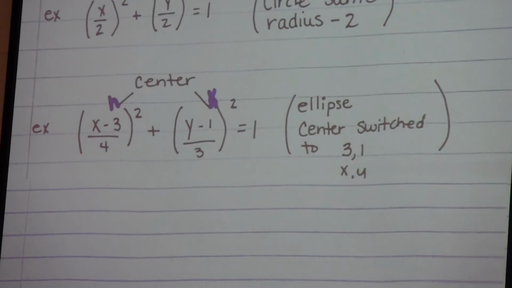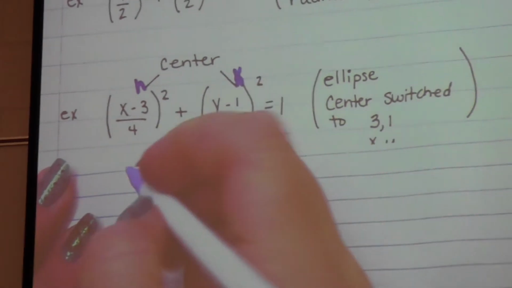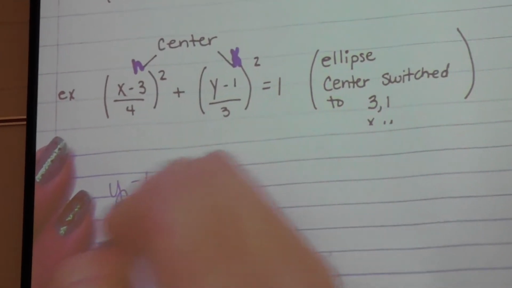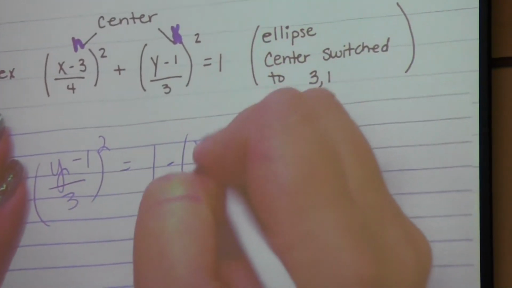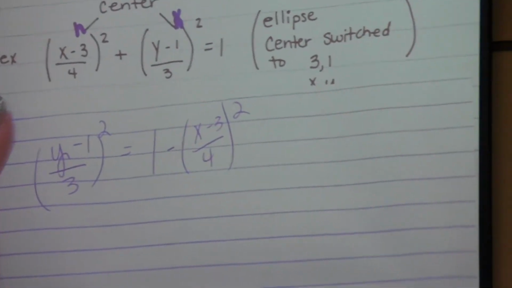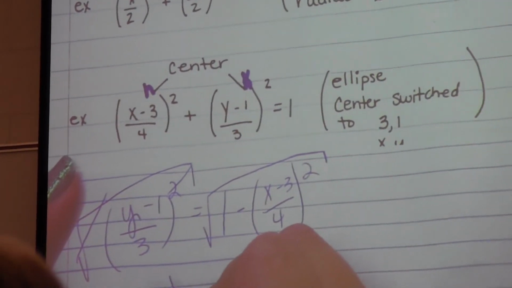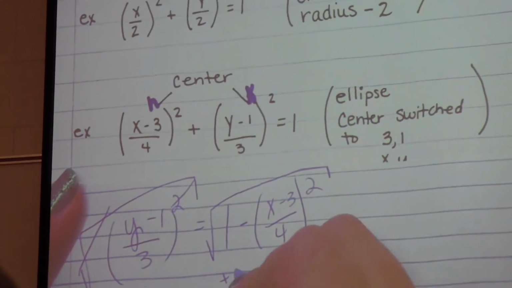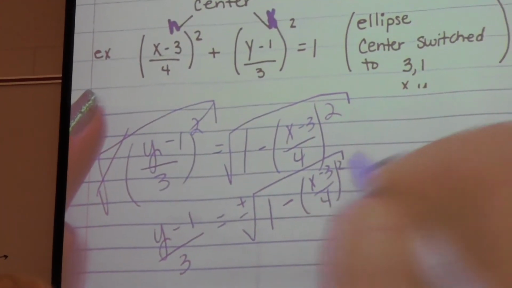Done. If I were really bored, I would subtract this from both sides. So on this side I have y minus 1 over 3 squared equals 1 minus x minus 3 over 4 squared. Then I would take the square root of both sides. So the square root of this is perfect because that cancels out. But it's the square root of this whole thing. So that doesn't change over there. And I would end up with y minus 1 over 3 equals plus or minus the square root of 1 minus x minus 3 over 4 squared.